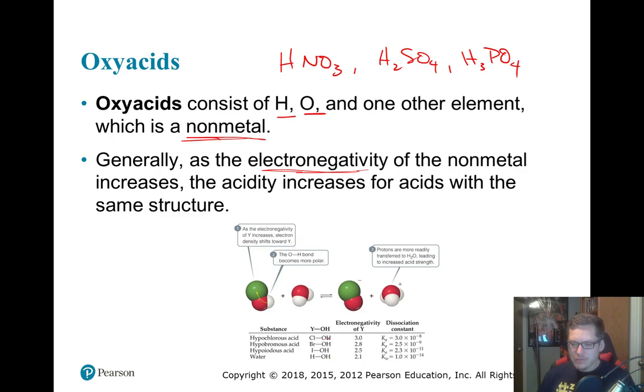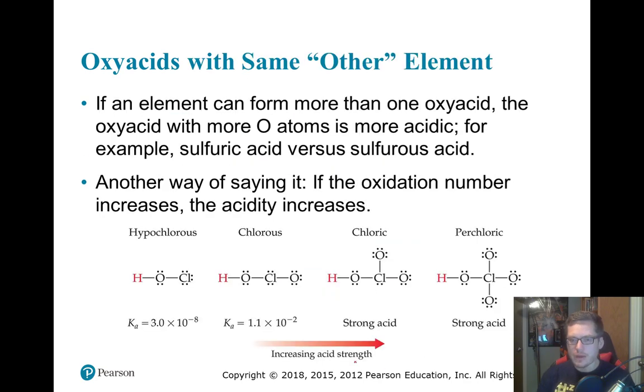So these guys all have the same structure. You've got ClOH, BrOH, IOH, and HOH. And so you're looking at this electronegativity. Chlorine is the most electronegative of the bunch, and it's got the highest Ka value of the bunch, so it's the most acidic. Hydrogen has the lowest electronegativity of the bunch, and because that's water, it happens to be equal to Kw.